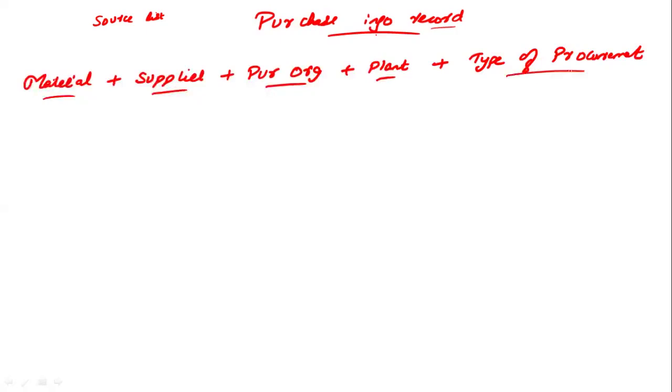And coming to this type of procurement is nothing but, is it a standard purchase? Or in SAP, we have different types of procurement. One is standard, which normally we buy the material. Then we have the consignment, we have the stock transfer, we have the subcontracting. So we have a lot of types of procurement that we will be seeing in upcoming classes. So normally purchase info record, we will call it as PIR.